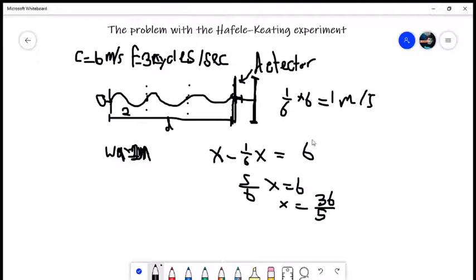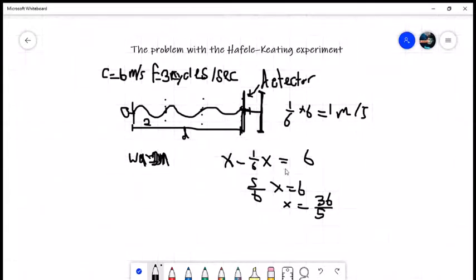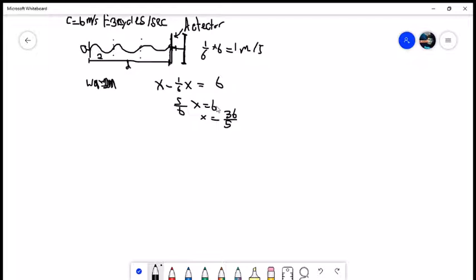Okay, so now this is the distance that this point needs to travel before the detector detects that all three cycles would have passed, and that means the point travels this distance, the detector will measure 1 second.